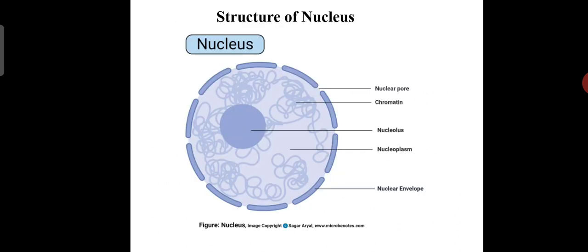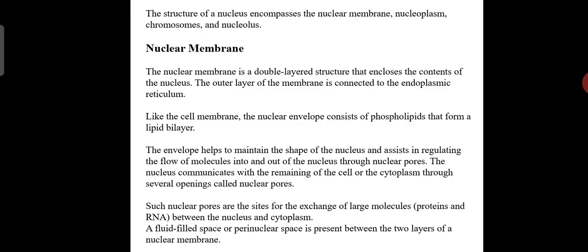So this is the structure of the nucleus. You can see the outer covering, which we call the nuclear envelope, having small gaps or pores. We call them nuclear pores. There is also a small thread-like structure, the chromatin, and a central large round dense structure called the nucleolus, and the remaining part is the nucleoplasm. These are the parts of the nucleus.